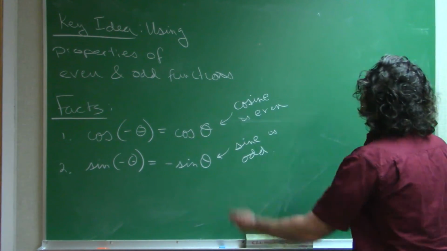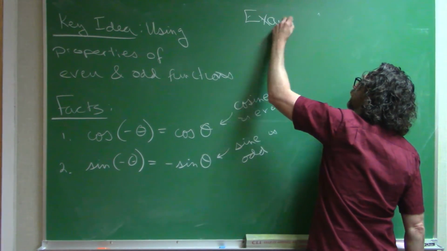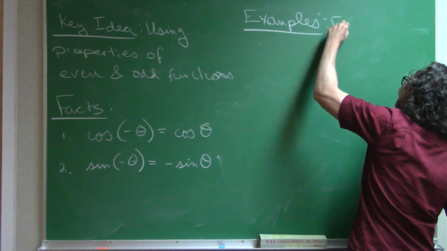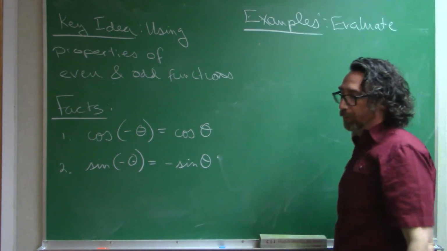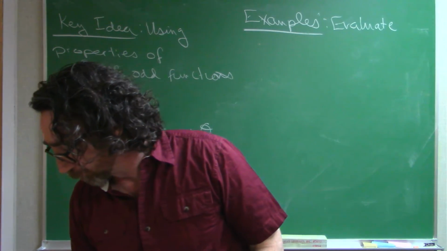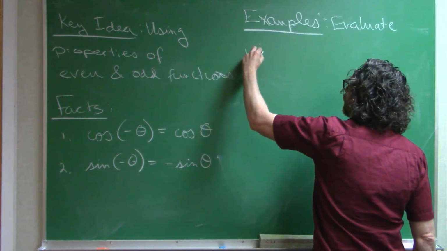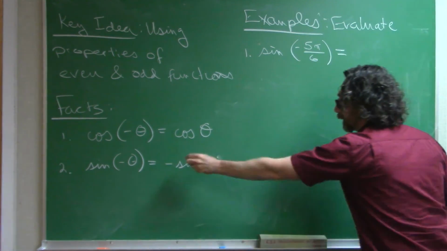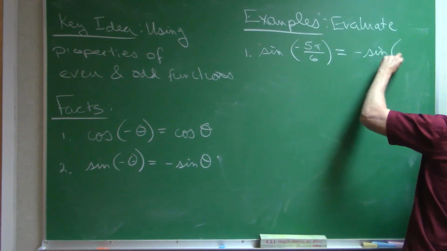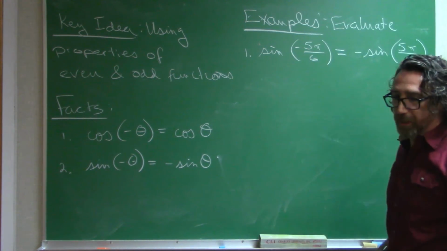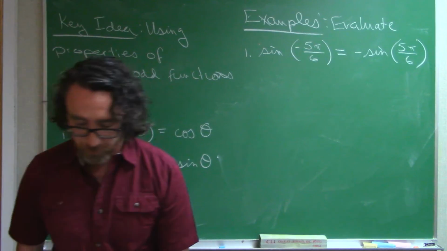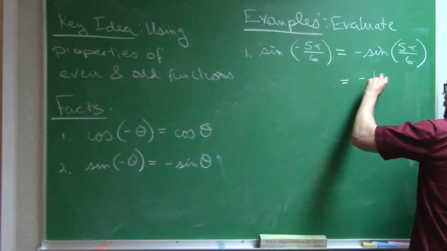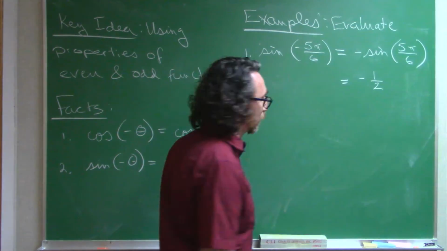Okay, so let's do a couple quick examples where we make use of these facts that I put right up here. Let's go ahead and evaluate, oh, I don't know, sine of negative 5 pi over 6. All right, so using my identities here, this should be negative sine 5 pi over 6. Using my unit circle, I can see that sine of 5 pi over 6 is 1/2. So this works out to be negative 1/2.